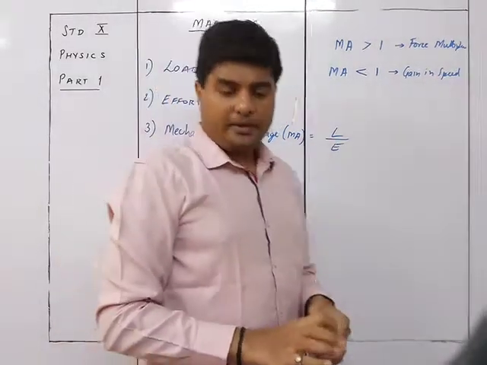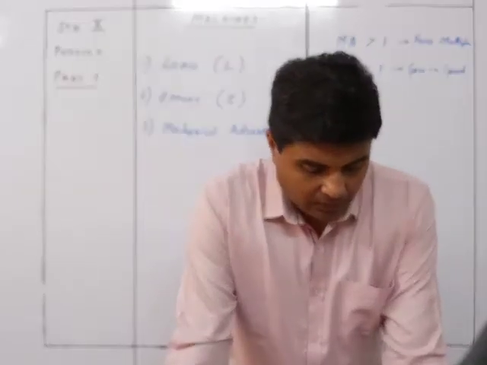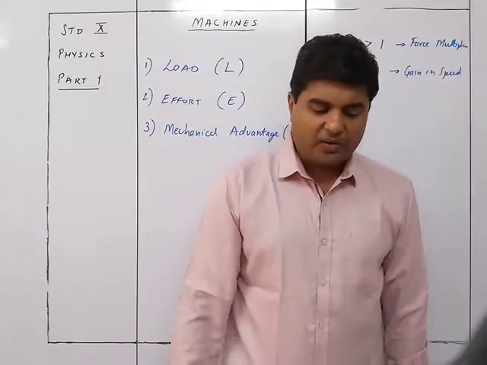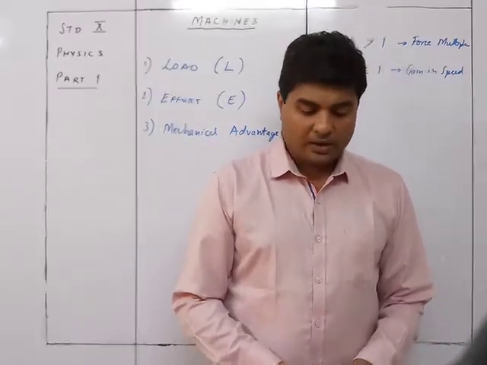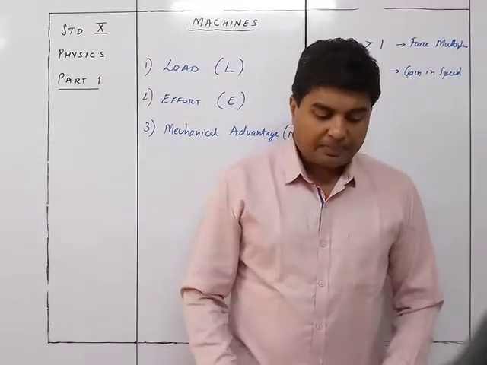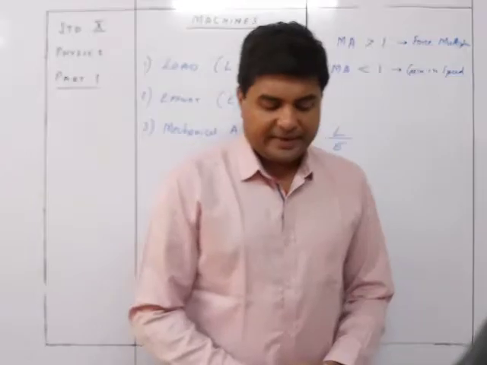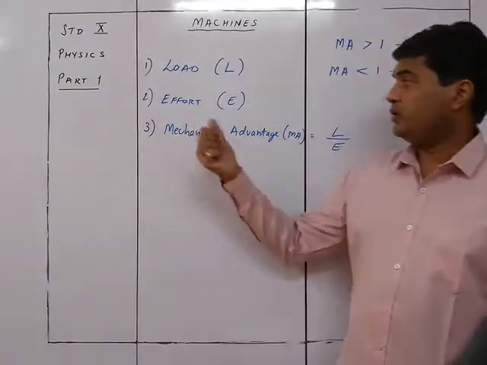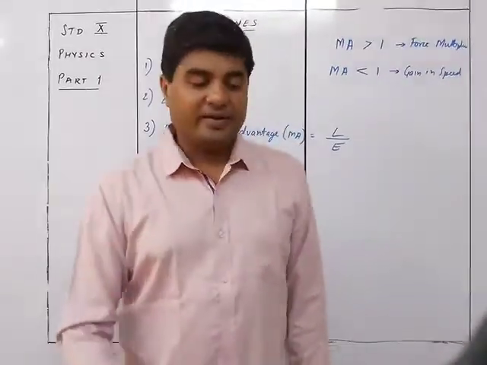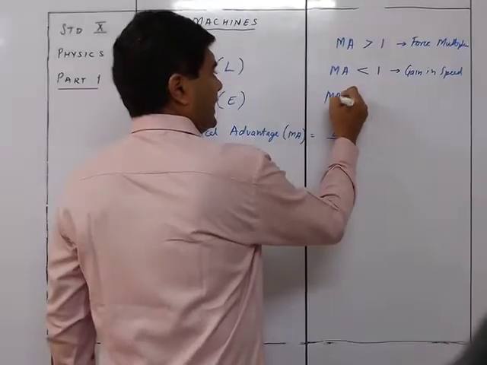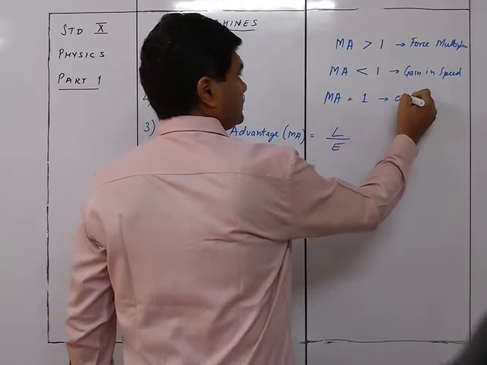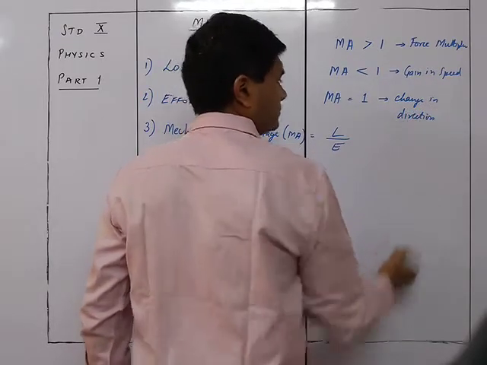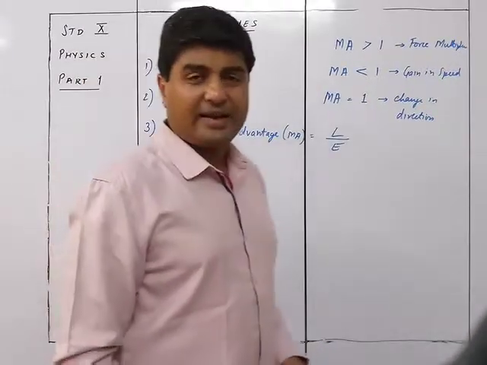Okay, so if mechanical advantage, a machine having a mechanical advantage greater than 1 acts as a force multiplier, while a machine having a mechanical advantage less than 1 gives the gain in speed. The machine having the mechanical advantage equal to 1 is generally used for change in direction, as there is no gain. So mechanical advantage, if it is equal to 1, normally they are going to be used only for change in direction of application of force.